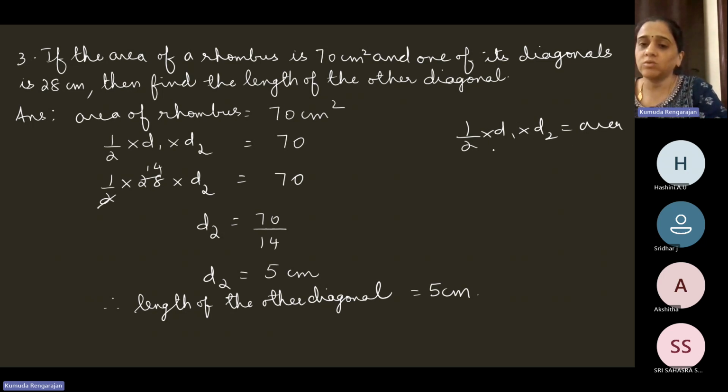Okay. So how many unknowns? 1/2 is a constant. D1, D2, area. There are 3 unknowns in this formula. Half into D1 into D2 is equal to area. Half is a constant. D1, D2, area. There are 3 unknowns. This is an equation. A formula is nothing but an equation.